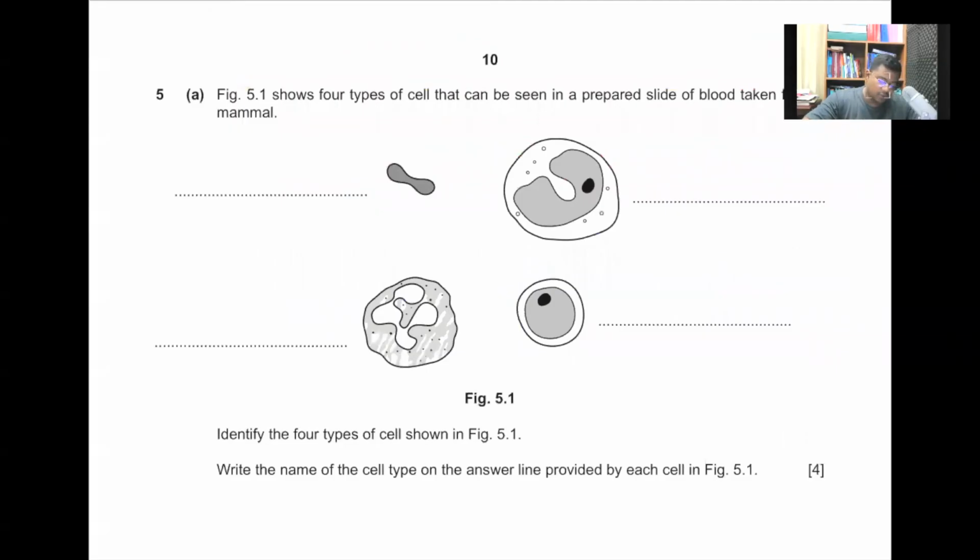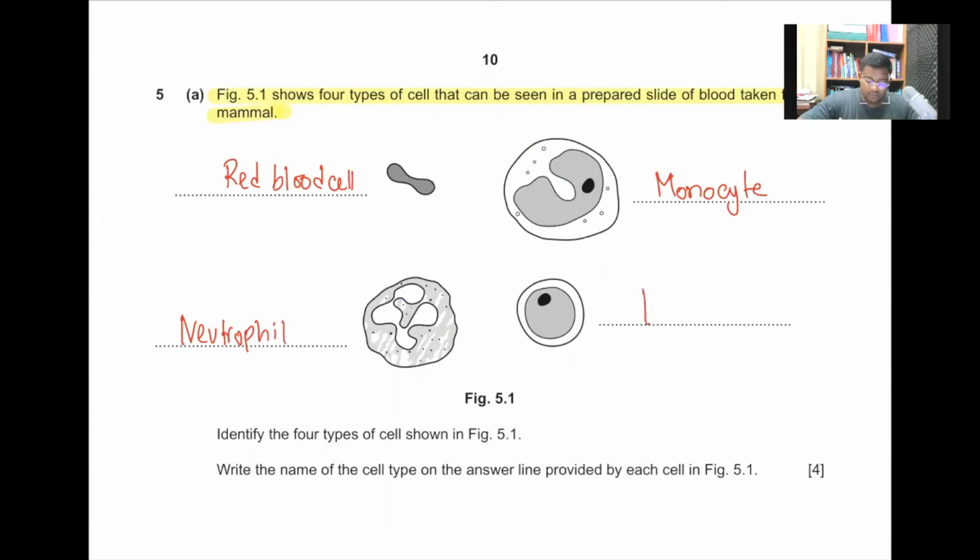Question 5. Figure 5.1 shows 4 types of cell that can be seen in a prepared slide of blood taken from a mammal. So we can see a red blood cell here. We can see a monocyte here. Monocytes can be easily recognized by their bean-shaped nucleus. We can see a neutrophil. Neutrophils can be easily recognized by their lobed nucleus.